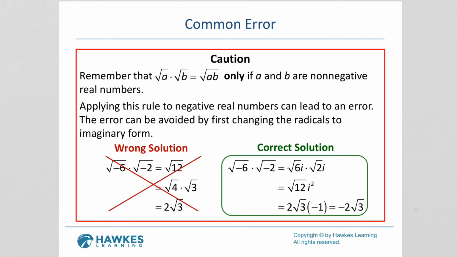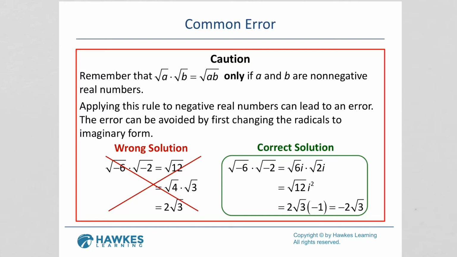So the wrong solution here would be to do negative square root of 6 times negative square root of 2 and turning that into the square root of negative 12. Which would end up being the square root of 4 times the square root of 3, which would be the square root of 2 times the square root of 3.